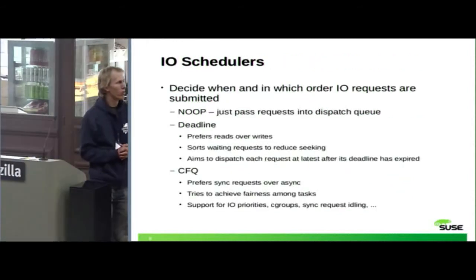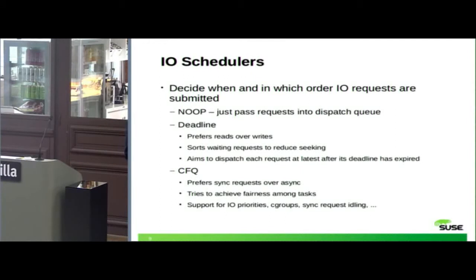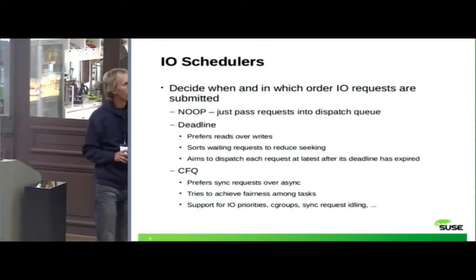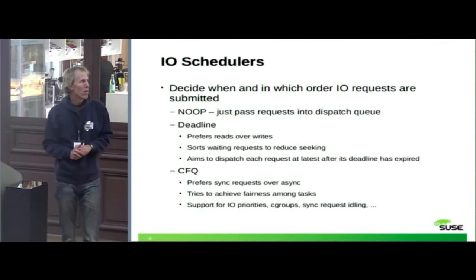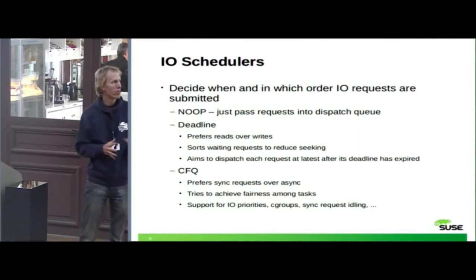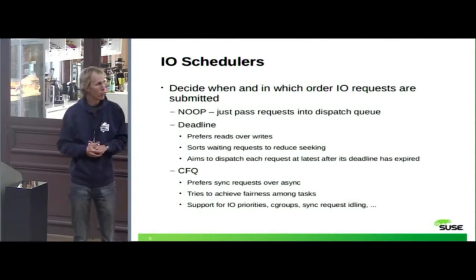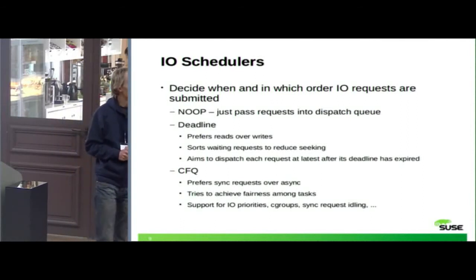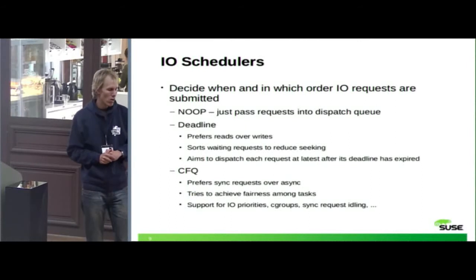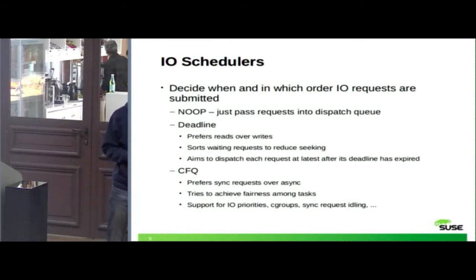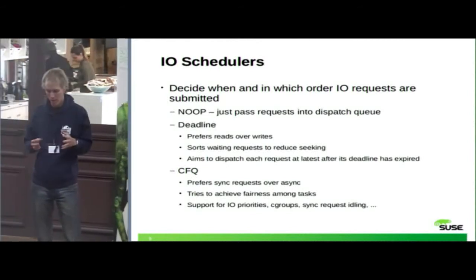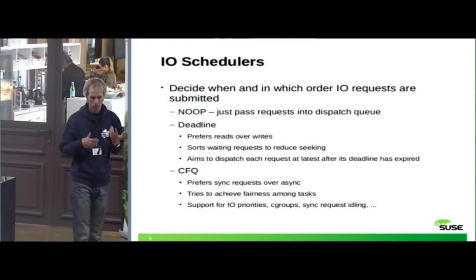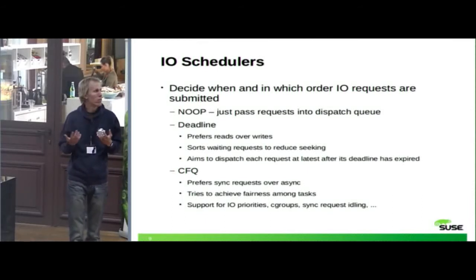So what happens actually in the IO schedulers? There are three different IO schedulers in the kernel. First is no-op, and that's a simple one that basically just passes the request directly into the dispatch queue. It makes no decisions. Then there is the deadline IO scheduler, which is kind of a middle ground. It tries to prefer reads over writes, because reads tend to be more critical to the observed latency of the system and the experience with the system.